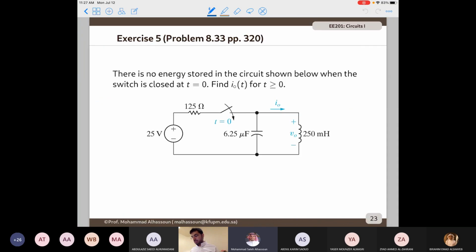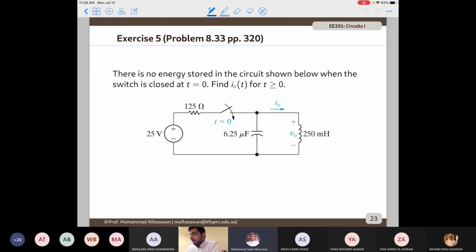Okay. So let's solve this last question, and we'll be done with 8.2. This is a very interesting question because there is a very nice trick here. We're told that there is no energy stored in the circuit. So the initial value of the current through the inductor and the voltage across the capacitor are zero. Then the switch is closed. We need to find I of t. So what should we do here?